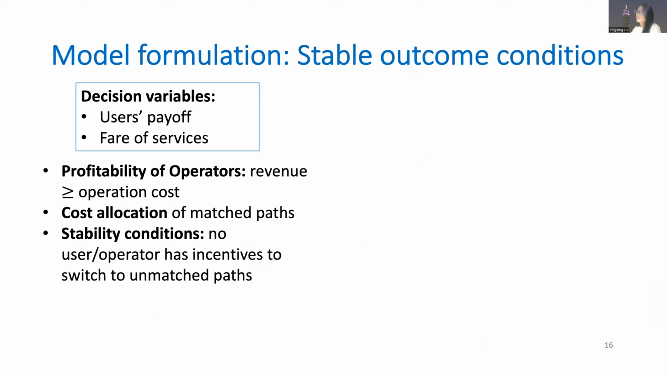So then after having the matchings, we decide how the utility is going to be split between the users and the operators by doing the pricing. In this pricing problem, the decision variables include the user's payoff and the fare of the services, which represents the payoff that the operators get from there. So basically the mechanism is like this.